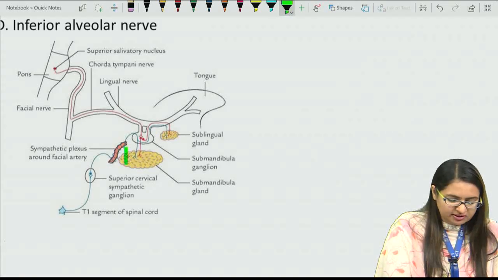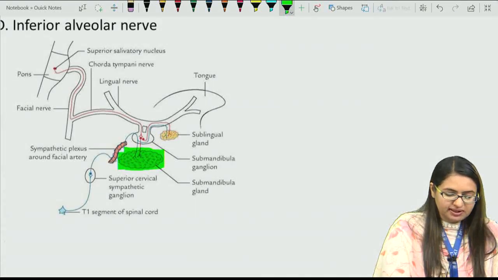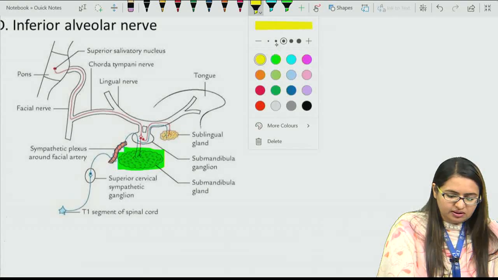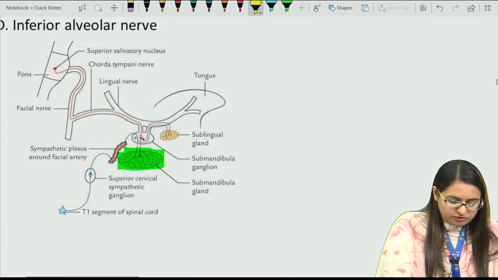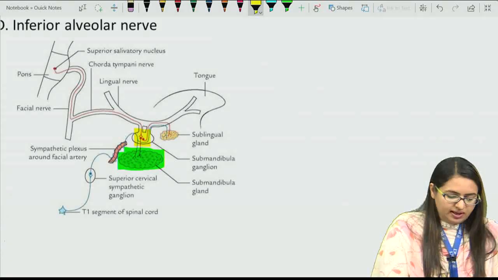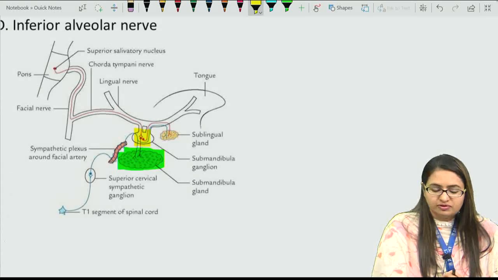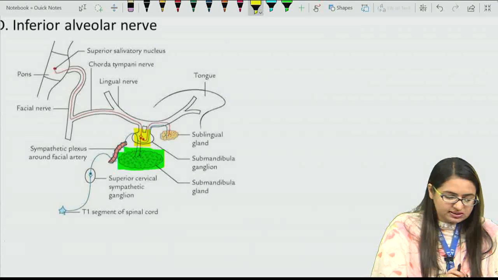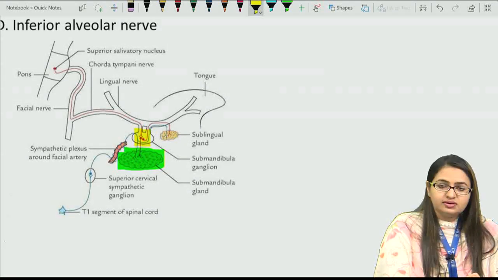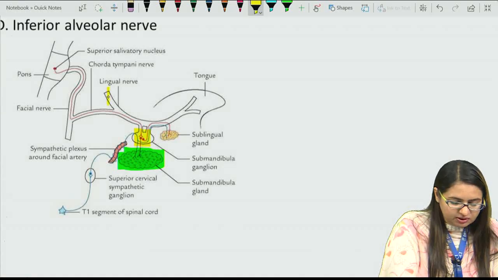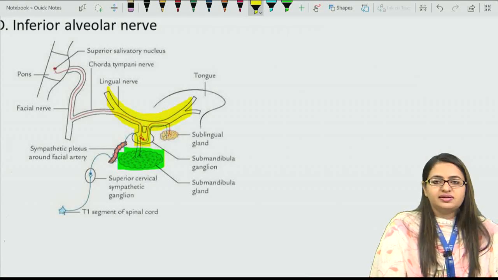The submandibular gland is present over here. This is the submandibular gland and it is being supplied by a ganglion which is present over here. This is the submandibular ganglion. If we see this ganglion, topographically it is related to the lingual nerve and functionally it is related to the facial nerve.